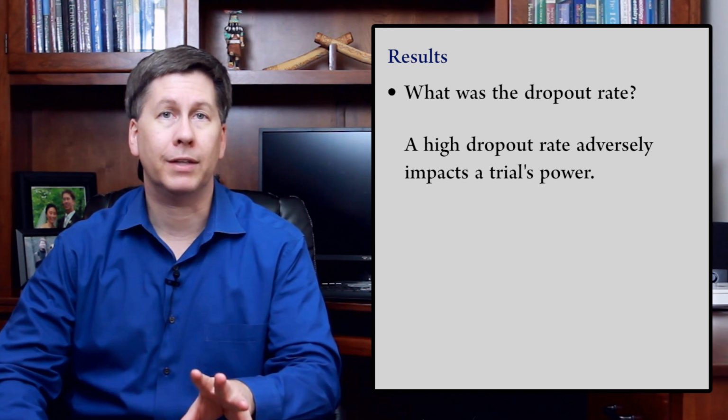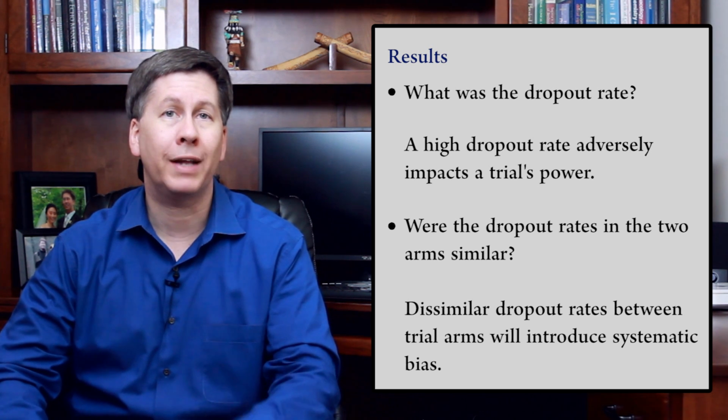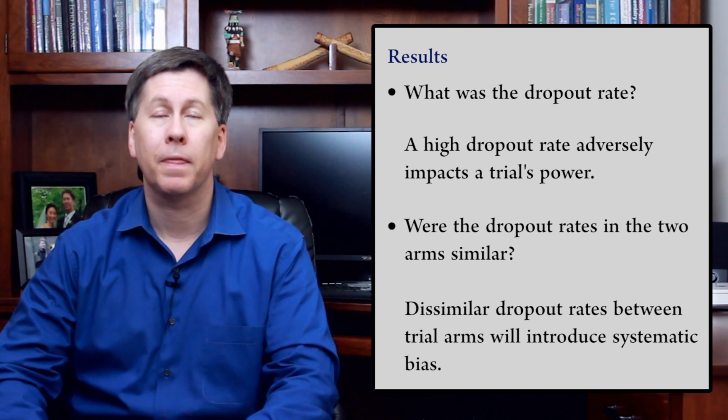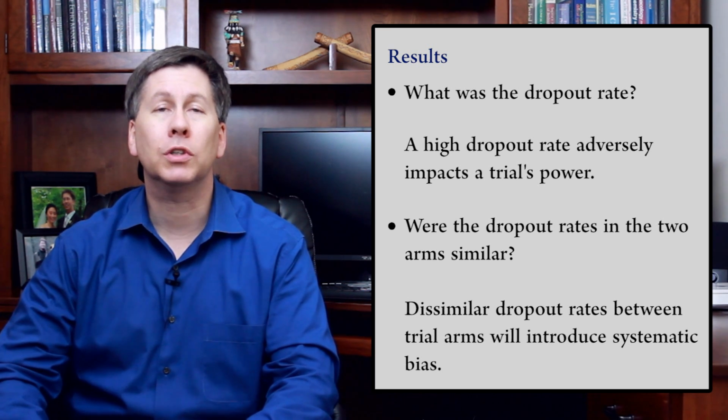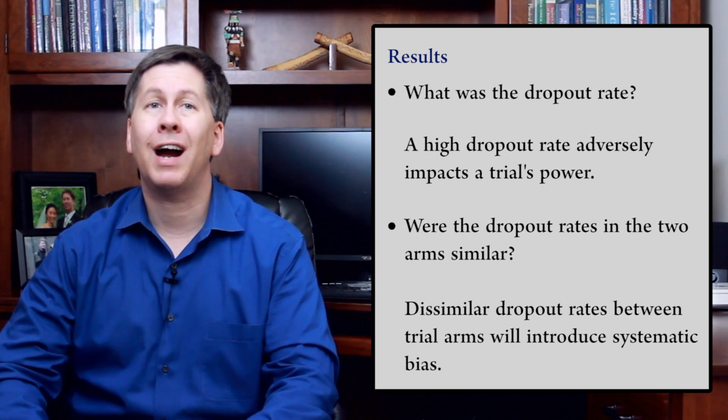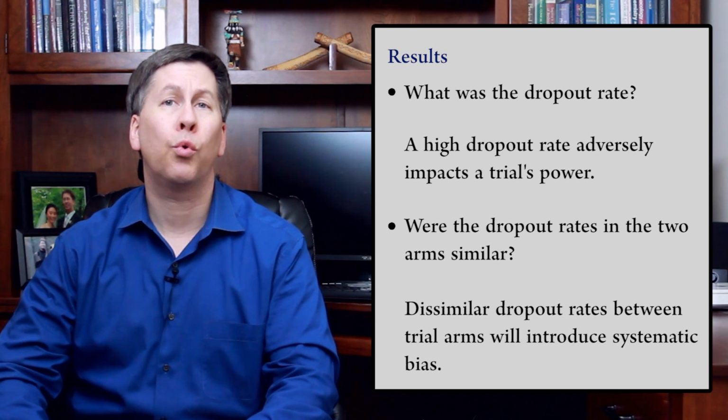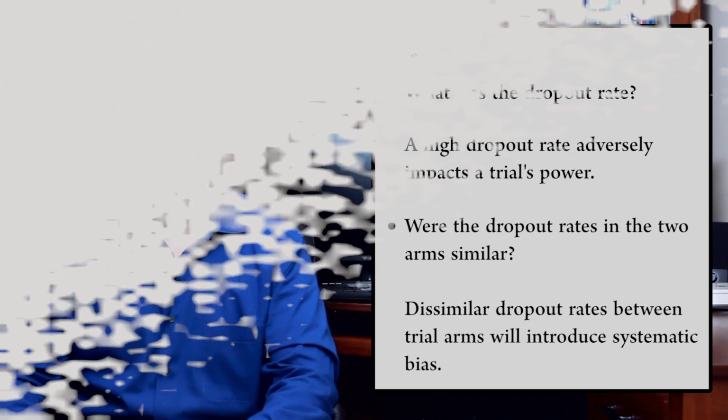Also about dropout rates, it's important to ensure that the rates are similar in the 2 arms. If more patients drop out in one arm than the other, it will introduce systematic bias, which can either make the intervention look better or worse than it actually is.